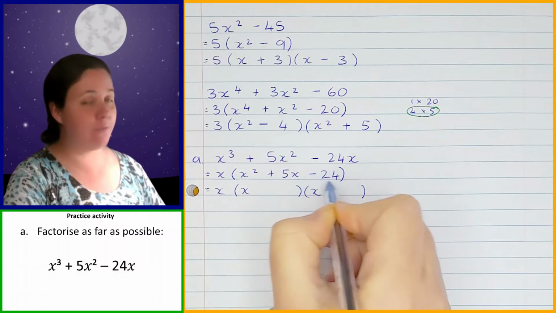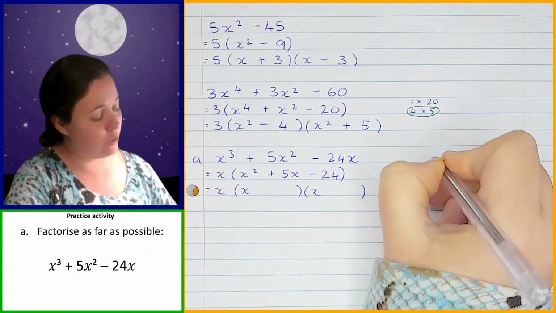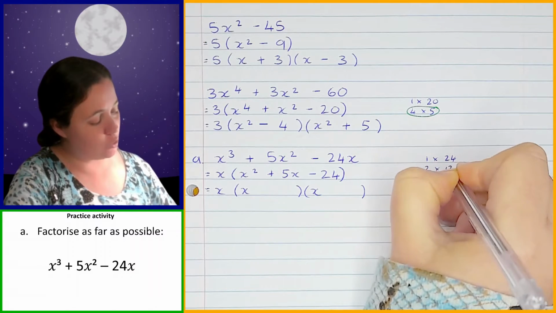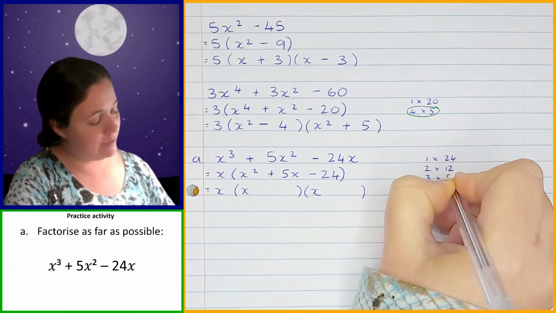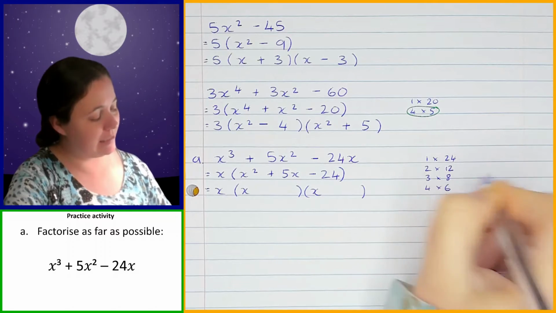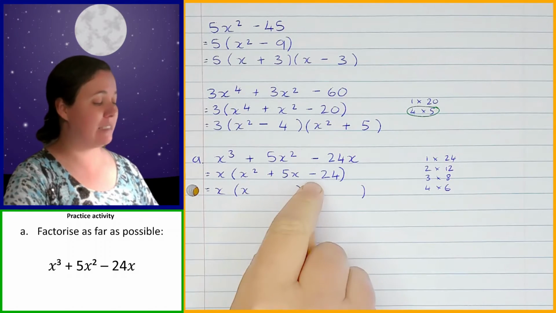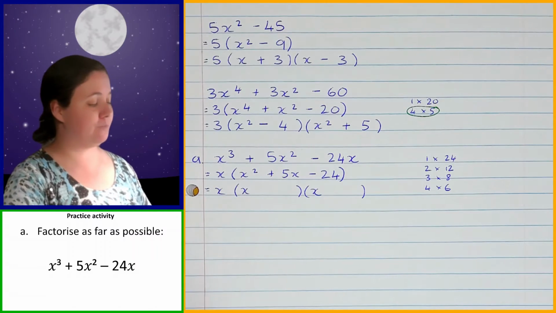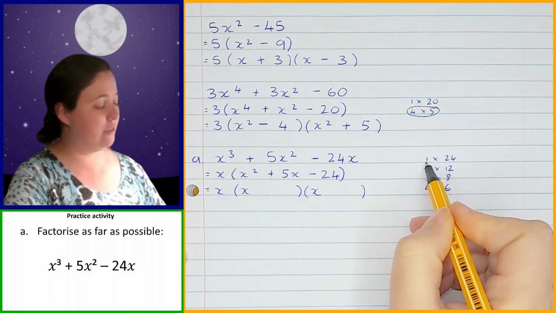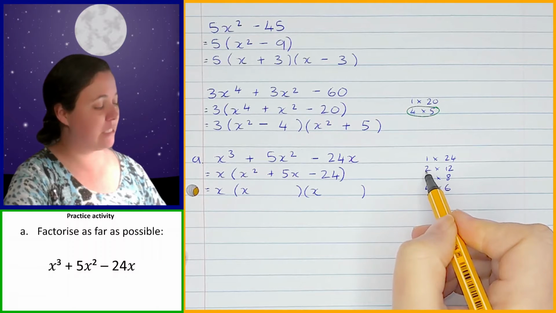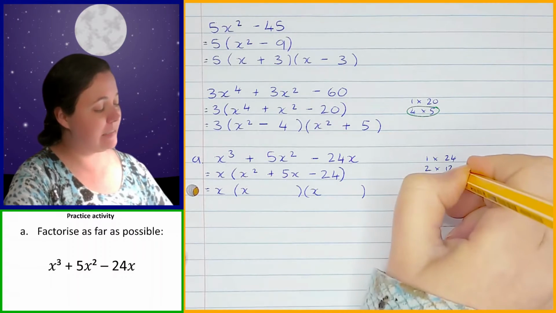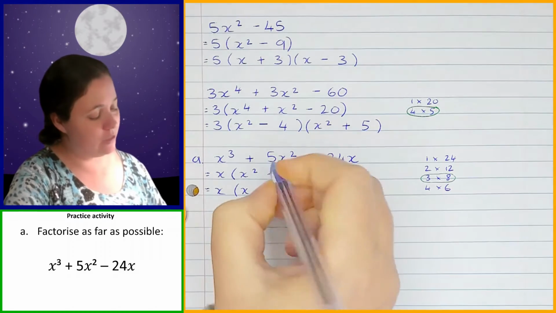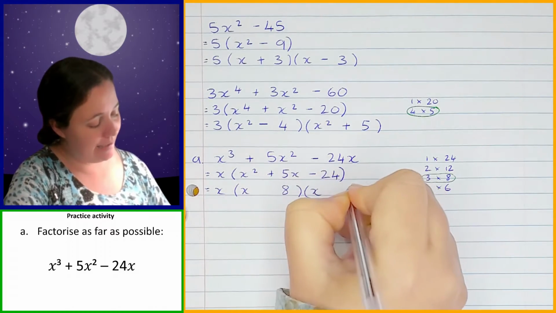Then I'm going to use the factor pairs for 24. I'm looking at 1 times 24, 2 times 12, 3 times 8, and 4 times 6. I need to find the pair that's going to subtract, because that's a minus, to give me 5. So 24 minus 1 doesn't give me 5. 12 minus 2 doesn't give me 5. 8 minus 3 does give me 5. So this is the pair that I'm using, 8 and 3.